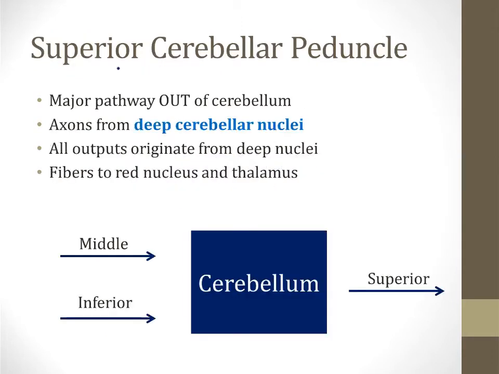The final cerebellar peduncle that we haven't discussed is the superior peduncle. This is the major pathway out of the cerebellum. It carries axons that arise from the deep cerebellar nuclei. All outputs from the cerebellum originate from these deep nuclei, which we'll discuss in a few slides. Fibers from the superior peduncle travel to the red nucleus and the thalamus, and these structures in turn can modify motor activity of the cortex.